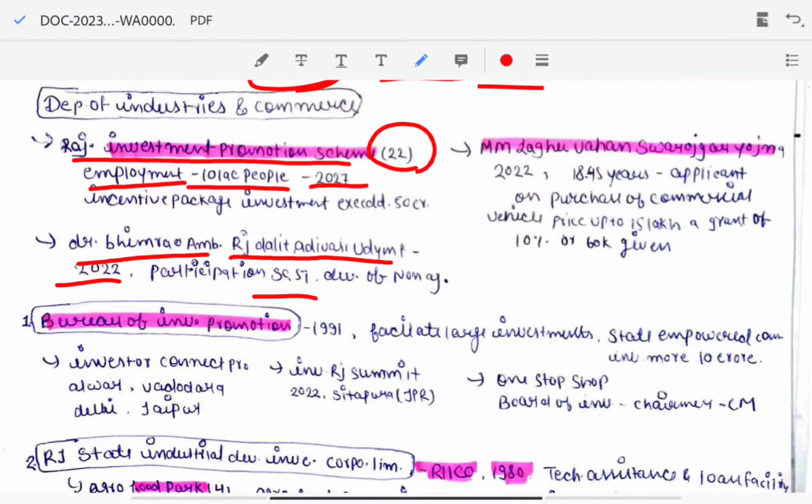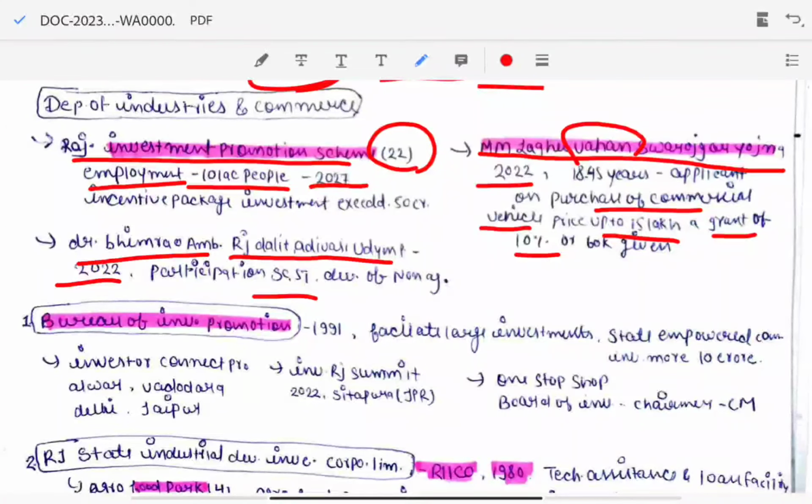Then we have Mukhyamantri Laghu Vahan Savrojgar Yojana. From Vahan you can get to know that it will be for some commercial vehicle. It was launched in 2022. The applicant can be of 18 to 45 years, and on the purchase of a commercial vehicle priced up to 50 lakh, or a grant of 10% if a vehicle is of 15 lakh. So a grant of 10% or 16,000 will be given to the applicants.